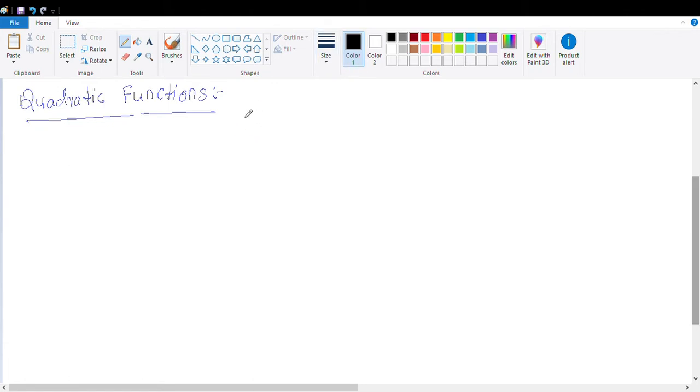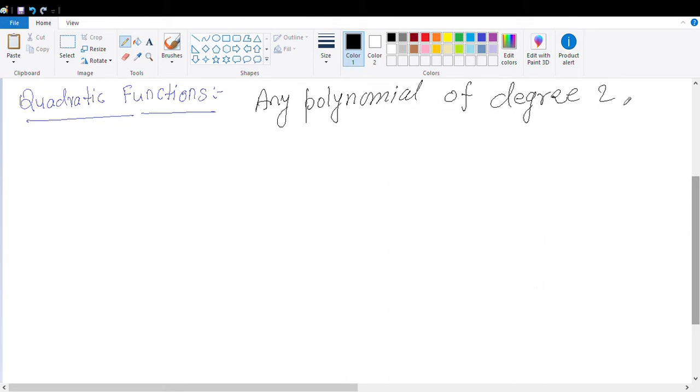Like I have told you in the polynomial, any polynomial of degree 2 is called a quadratic polynomial or quadratic function. Any polynomial of degree 2 is called a quadratic function.